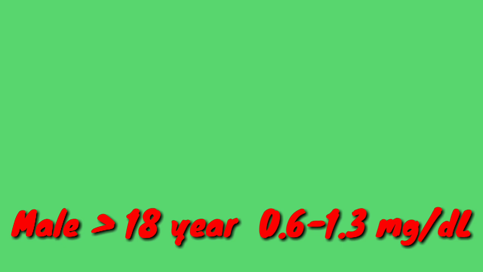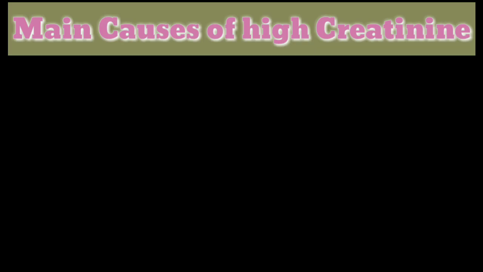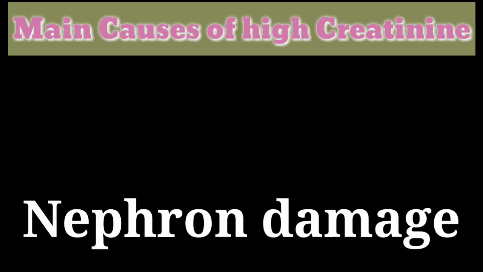Now let's see the main causes of high creatinine, meaning in which conditions or diseases the creatinine level gets high in the blood. So let's explain these conditions. The first condition is nephron damage. We should know that nephrons are the kidney cells, and they are important in filtration, meaning they filter the blood. So when the nephron gets damaged, the blood will not be filtered, and in this way the creatinine level will get high.